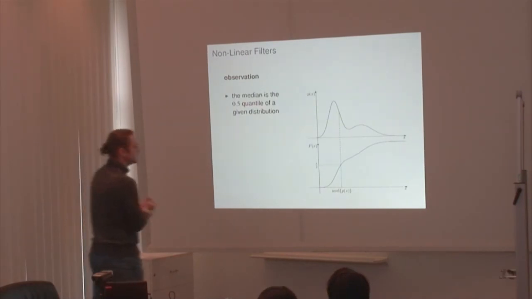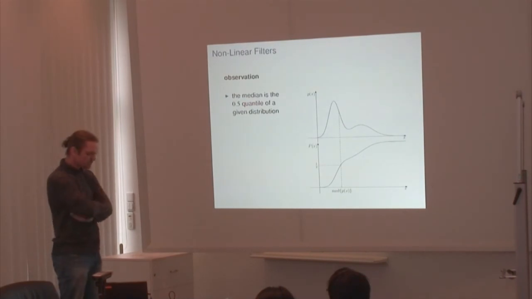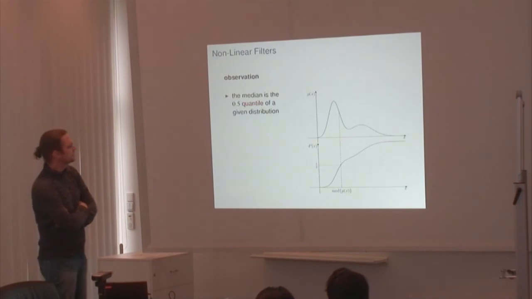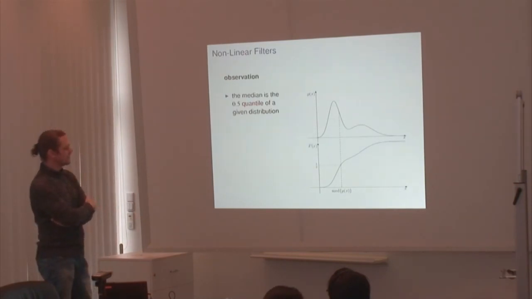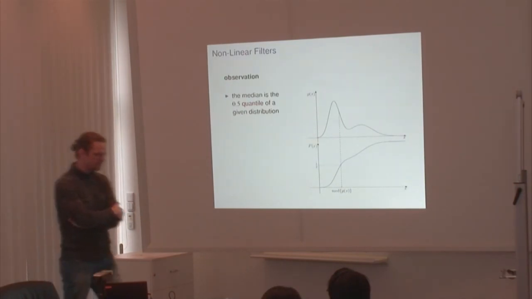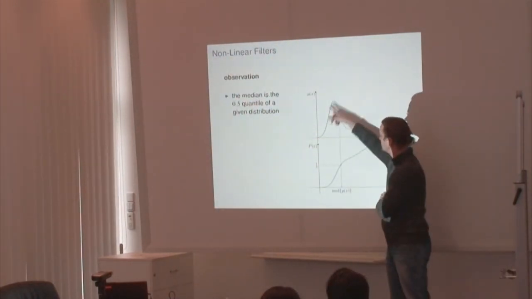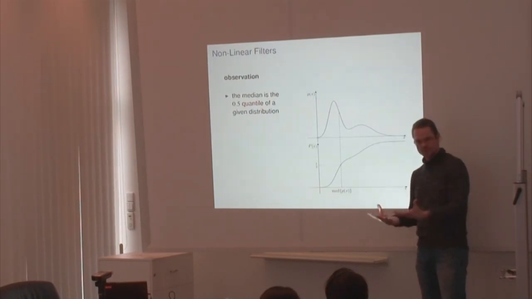And here is an extremely deep insight from statistics. Why is the median what we call a robust statistic? There is another fancy term for the median. It is the 0.5 quantile of a distribution. Let me explain that. What we see in the upper panel is a probability distribution.